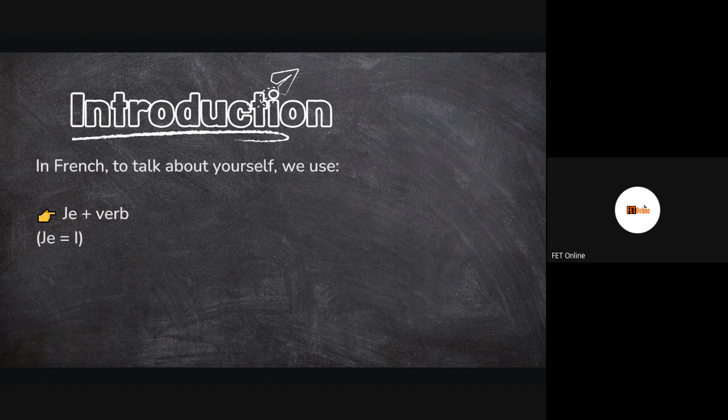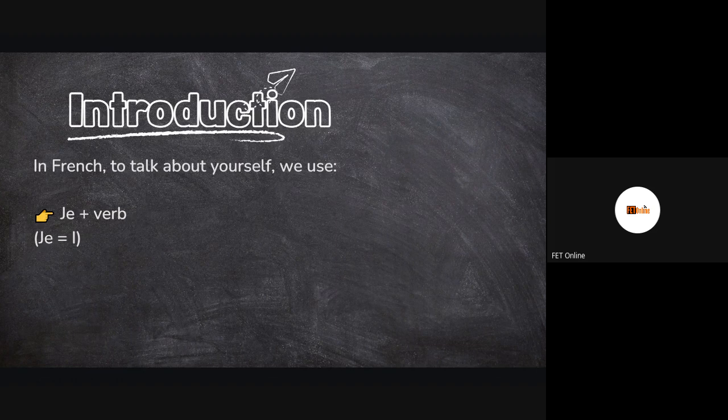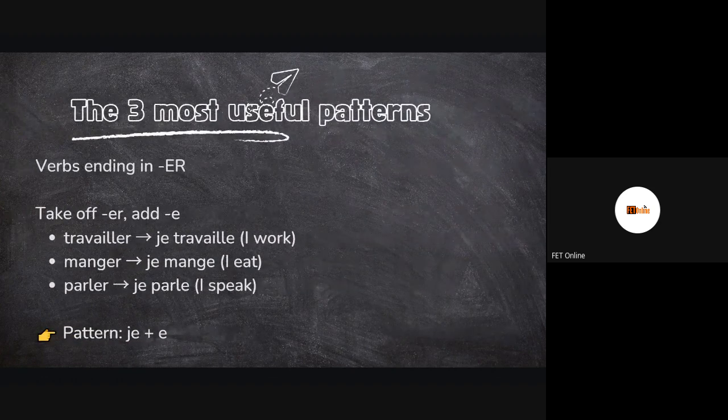Now, in French, there are three major groups of verbs. The first group of verbs we're going to look at are the verbs ending with ER. For verbs ending with ER, when you want to conjugate or say the je part, all you have to do is take off the ER and add the letter E.